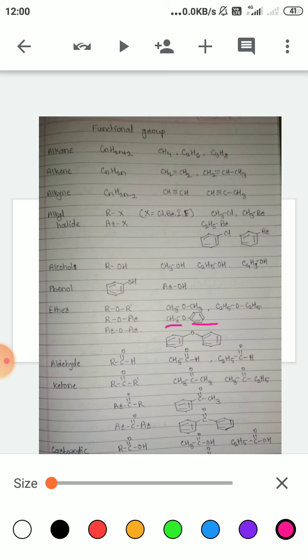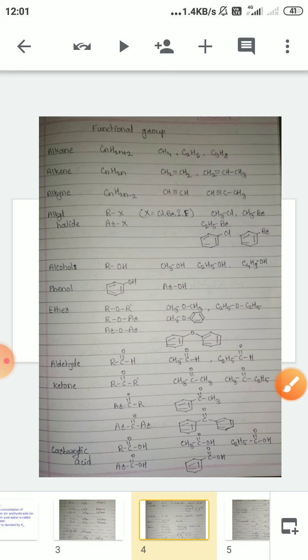Or we can also say it as what? Methoxybenzene, and it is also called anisole. Now next one, sometimes both valencies of oxygen are substituted by aryl groups and they are called diaryl ether or diphenyl ether. And the next functional group is aldehydes.